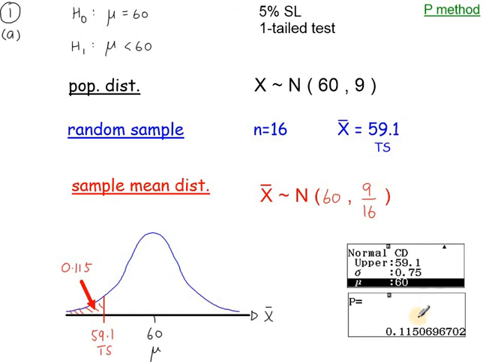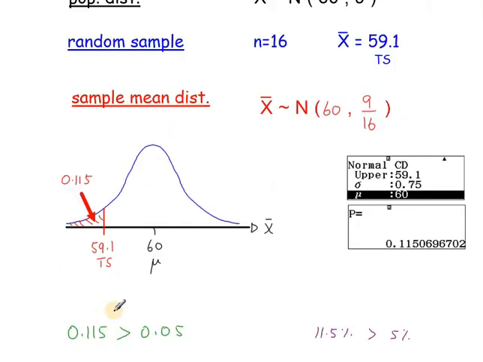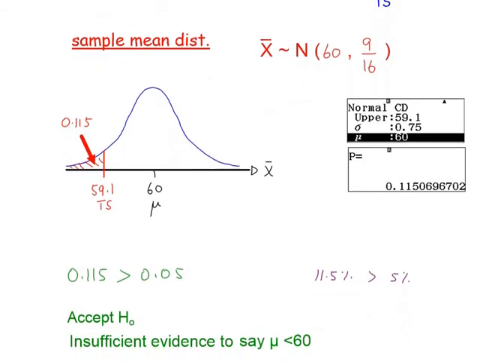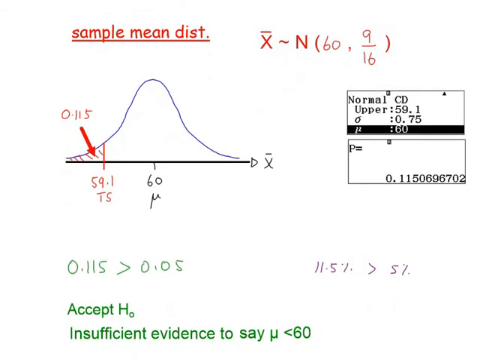So from the calculator, the probability in this region is 0.115. Now we need to compare that to the probability here, which is 0.05. So you can either compare the probabilities, or you can compare them as percentages. If the probability that you've just calculated is bigger than your significance level probability, then you accept H0.